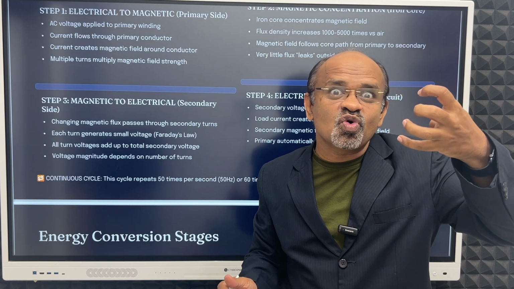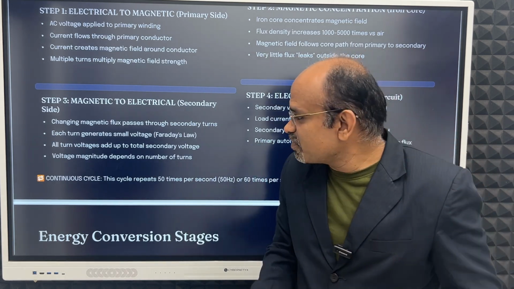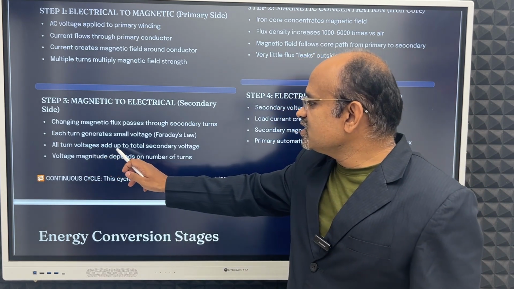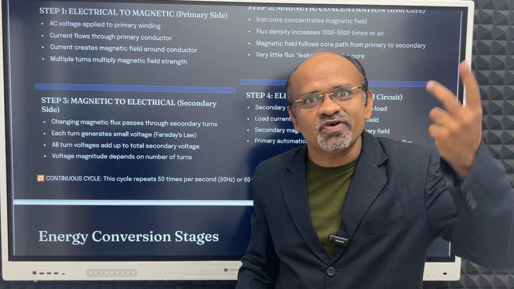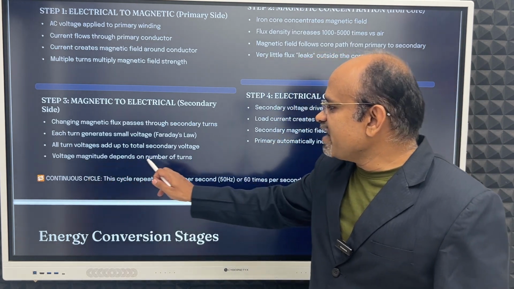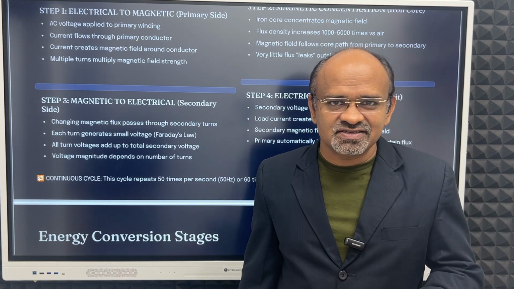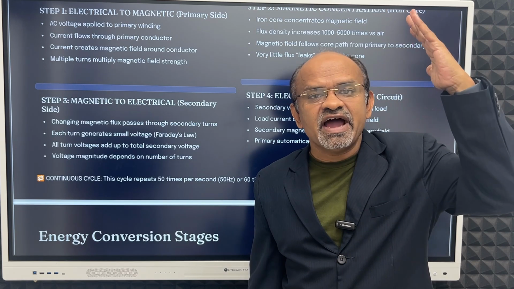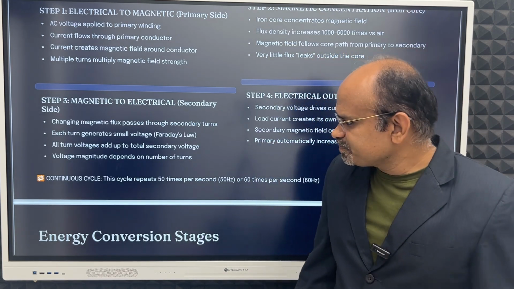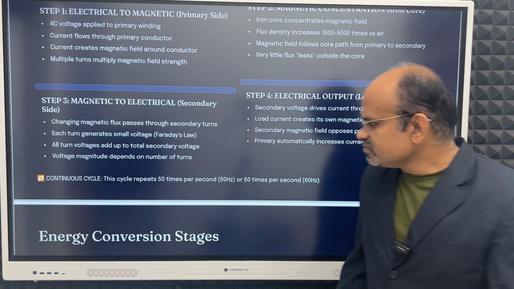Then it will become 4 volts. So it depends on the number of turns. All turns' voltages add up to the total secondary voltage. I told you, 1, 2, 3, 4 volts. Then voltage magnitude depends on the number of turns. Simply, if you increase the turns, the voltage magnitude will go up because it is adding up.